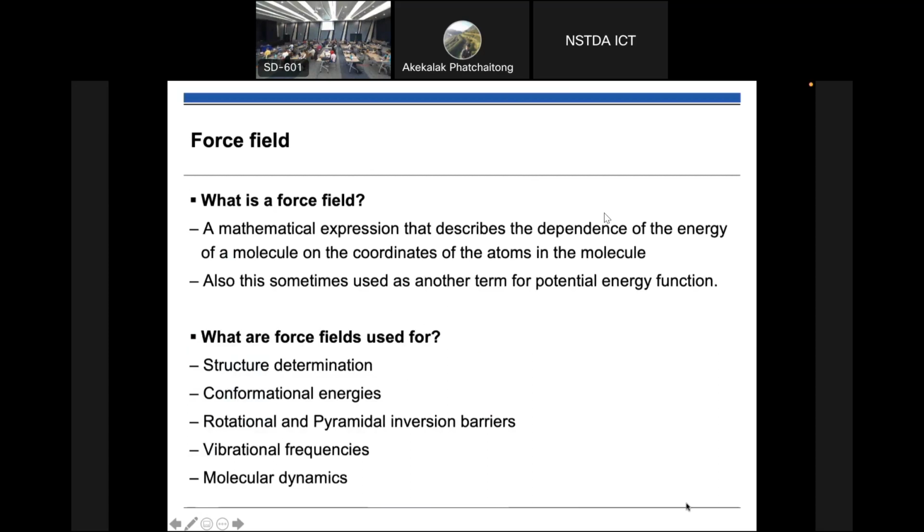And what are force fields used for? Different things. You can have force fields generated for structural determination, conformational energies. You can have simple things like rotational or pyramidal inversion barriers, vibration frequencies, molecular dynamics. So for various things, you can write different types of force fields or parameters.